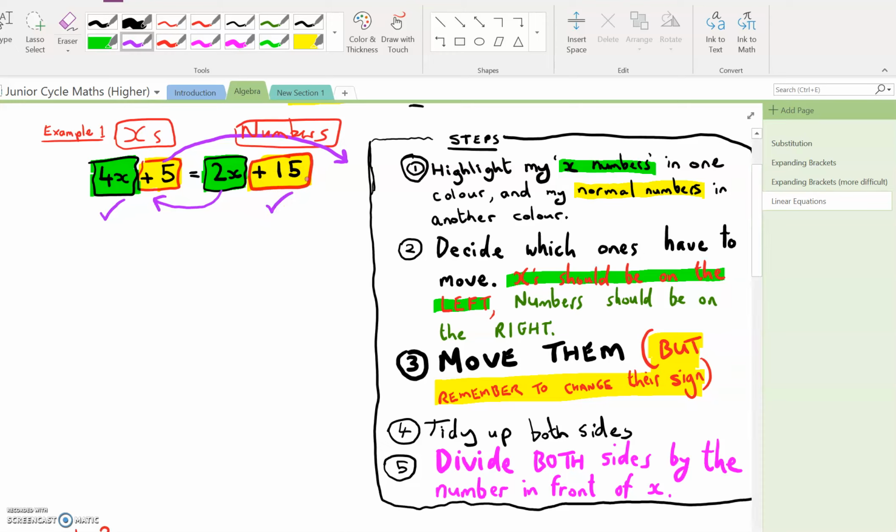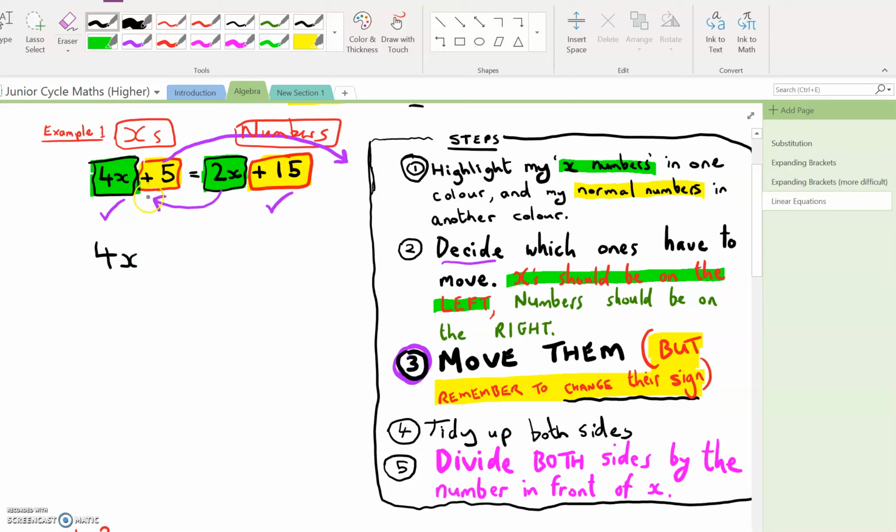So now that I've decided what I need to move, now I need to actually move them. If you move them though, you have to remember that their sign will change. That means that if they were a plus and you move them, they'll become a minus. And if they were a minus and you move them, they'll become a plus. So 4X, I'm not moving that, so I'm just going to write it again. That didn't move, so I don't need to change anything about it.